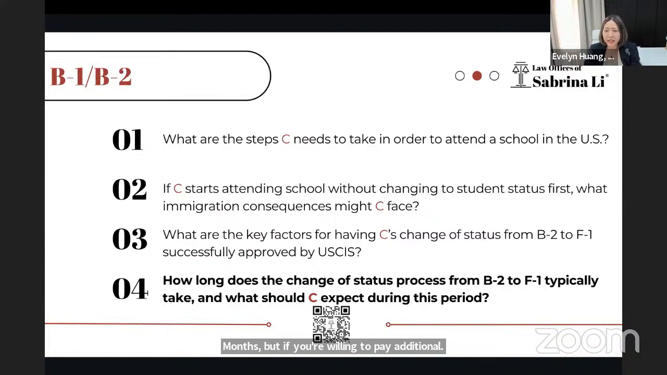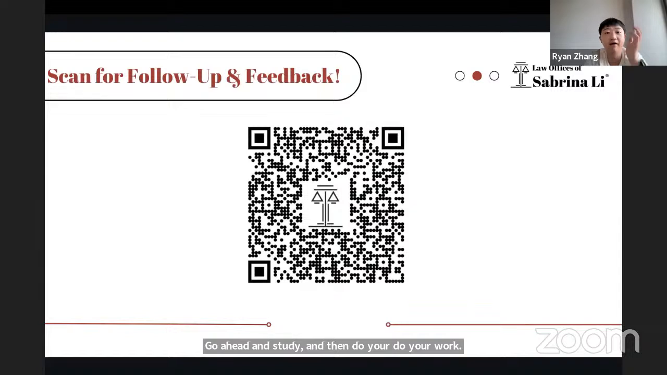I would add, during this time, if you're doing a change of status, just make sure you're not engaging in any violation that goes against your B2 status. For example, working without authorization. Ryan, you mentioned CPT. This is where that comes in. If you do have an offer and you find a school that offers day one CPT, you don't want to start working until you have your approval. And then you can go ahead and study and then do your work. Yeah, this is something we can't emphasize enough.